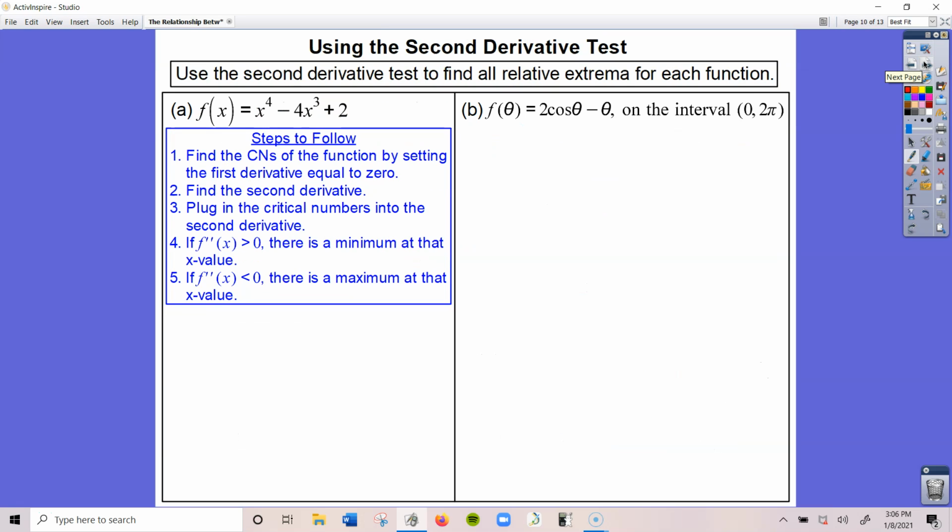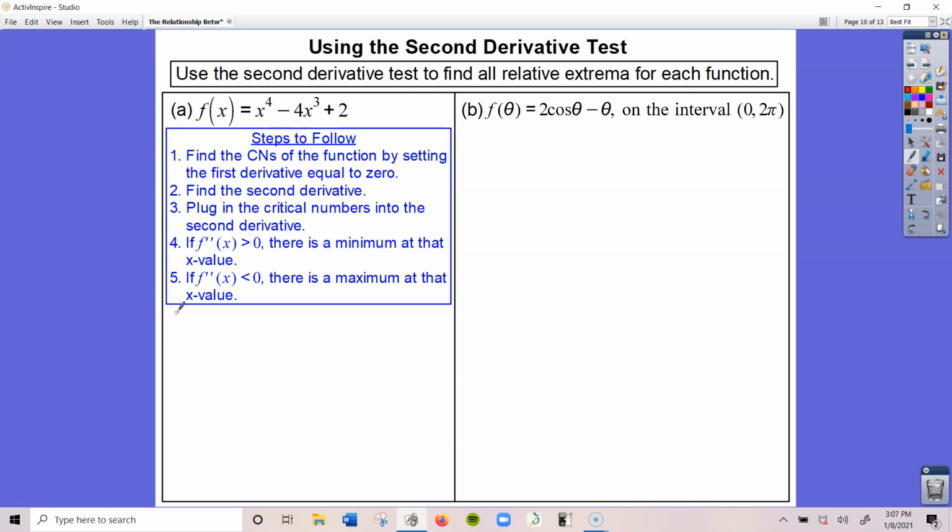So now let's test that out. Okay, here we have f of x is equal to x to the 4th minus 4x to the 3rd plus 2. And we want to use the second derivative test to find the relative extrema of the function. So in order to use the second derivative test, I put some steps here. We're first going to find the critical numbers of the function by setting the first derivative equal to 0.